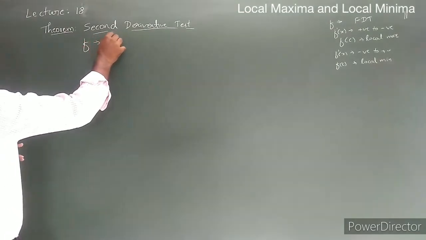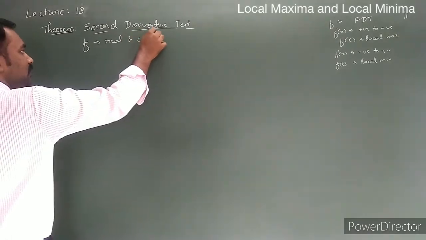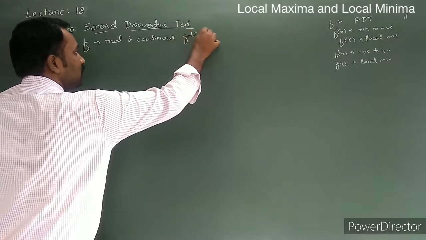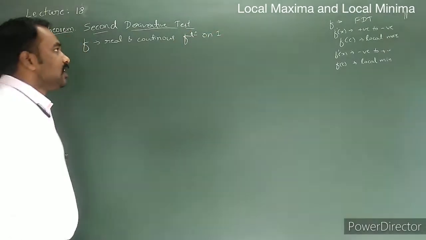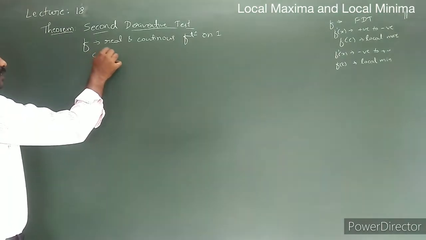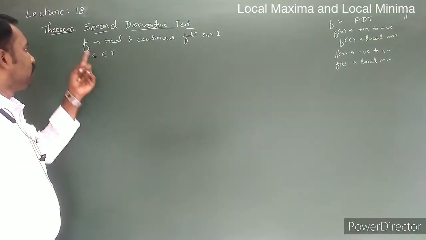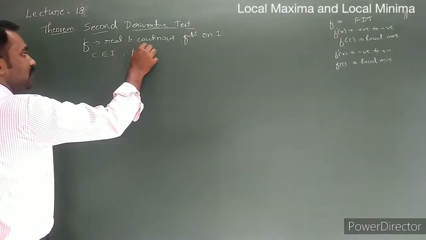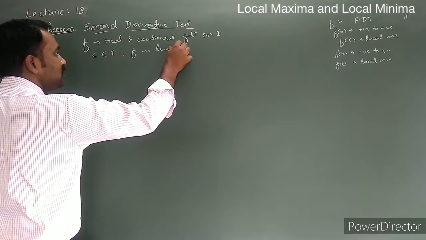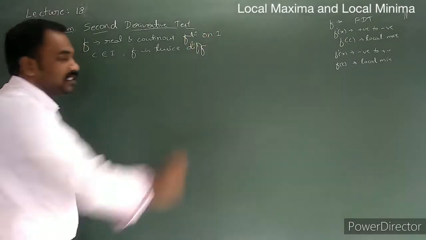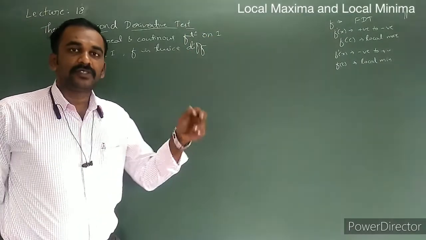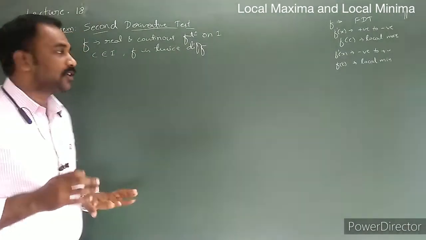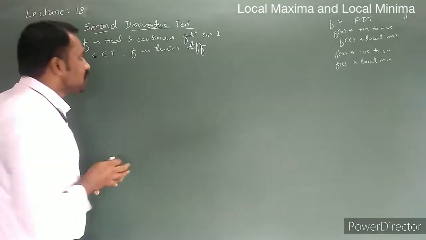Statement. Suppose f is a real and continuous function on an interval I, and c is any point which is present in the domain of the definition, or in the interval I. Then f is twice differentiable. That means the given function must be possible to differentiate twice, to take the second derivative.